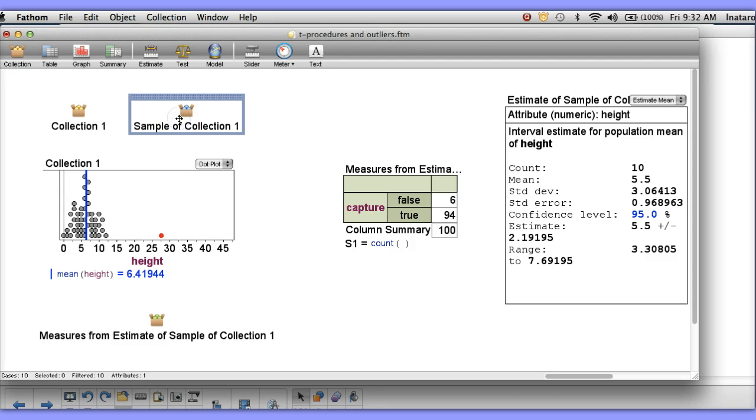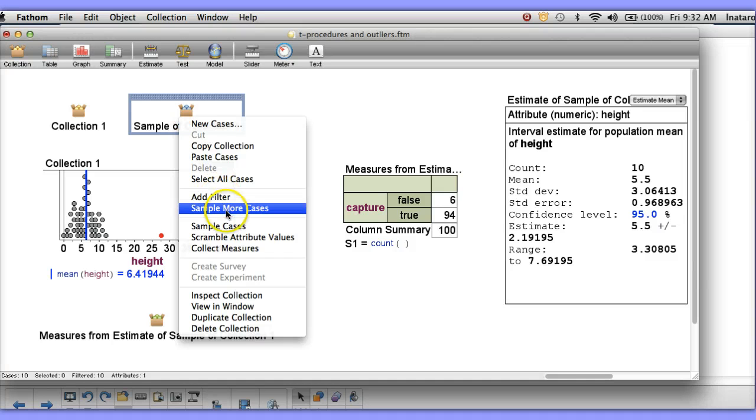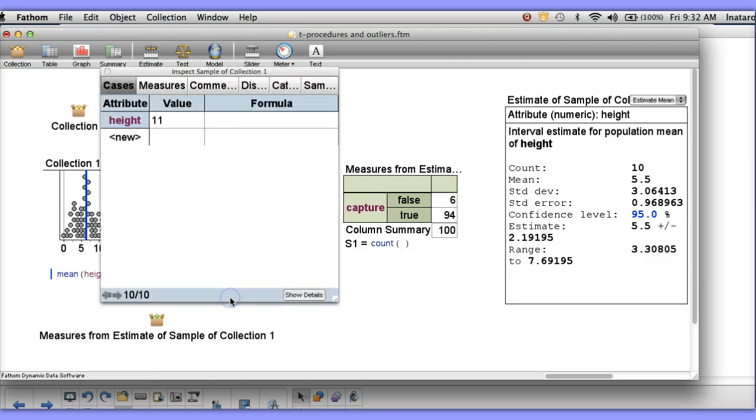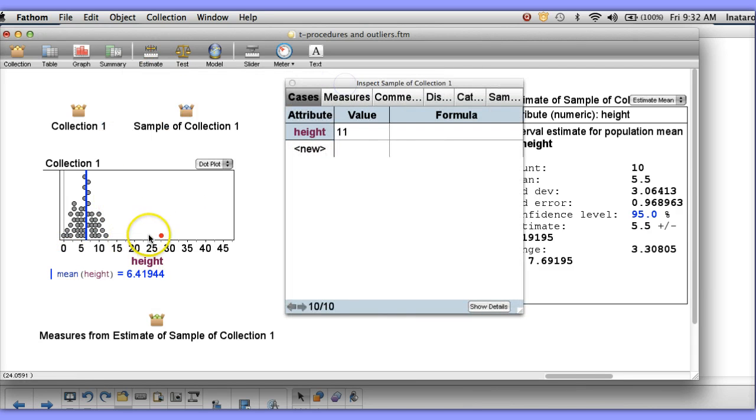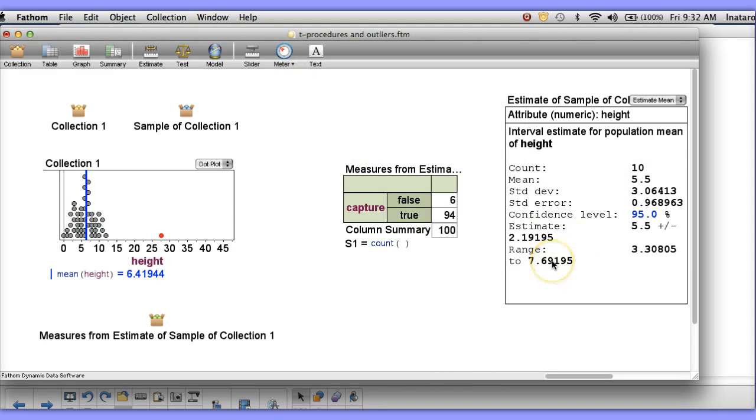If I inspect my collection, we can see that I have done samples of size 10 here. I'm collecting 10 values from this collection, which is based on heights, and something was really tall here, maybe it was measured inaccurately, but we have one outlier in the height distribution, and I'm calculating the mean. Notice the mean of 5.5 matches the mean over here as well as our sample size. So I've done some confidence intervals.